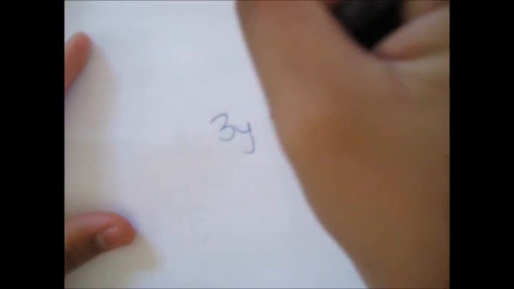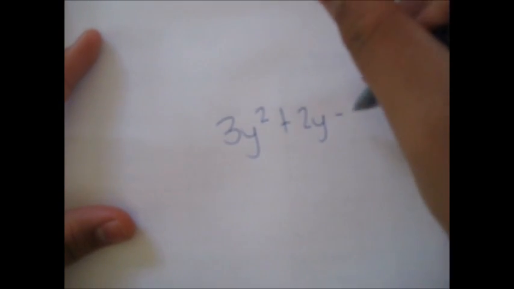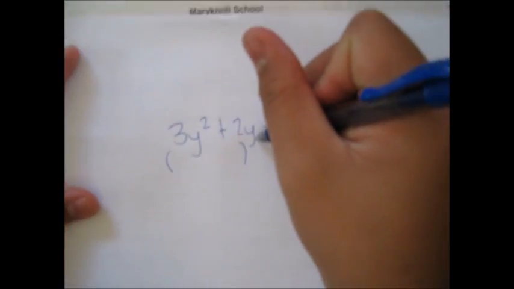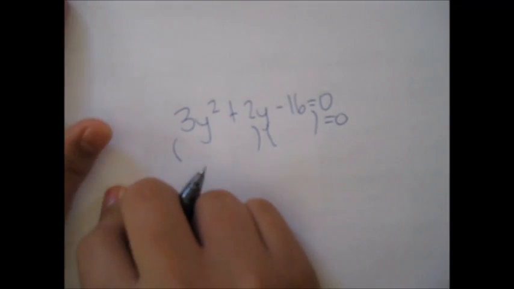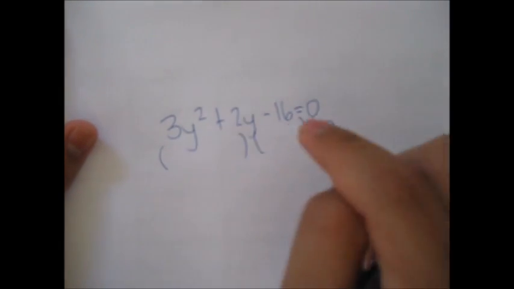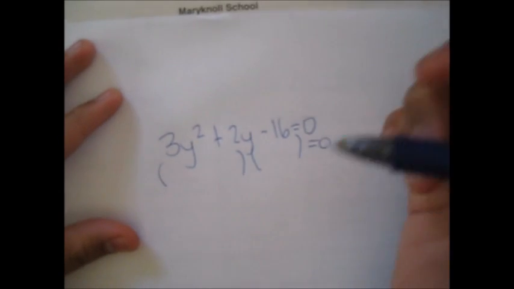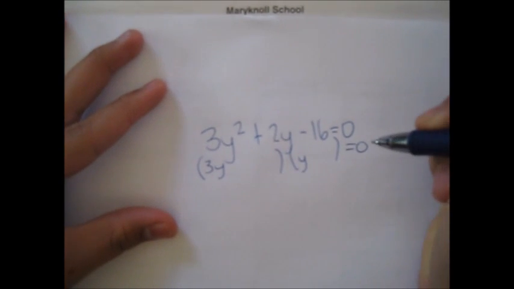Okay, so the last problem might be a little bit easier than the last, I don't know, but it's kind of easier for me. So it's 3y squared plus 2y minus 16 equals 0. So then you're gonna first set up two pairs of parentheses below the trinomial, and don't forget to add the 0 to the end. Then you're gonna find factors of the first term of the trinomial to split up the exponent. So I got 3y and y.